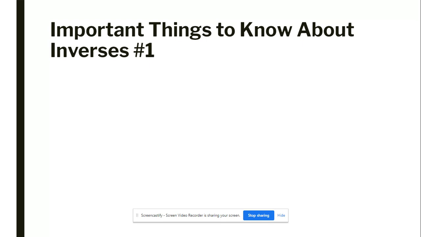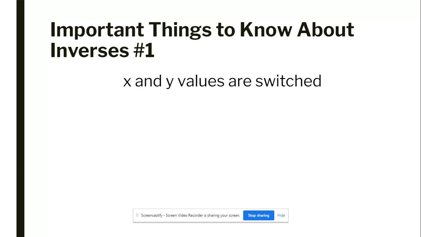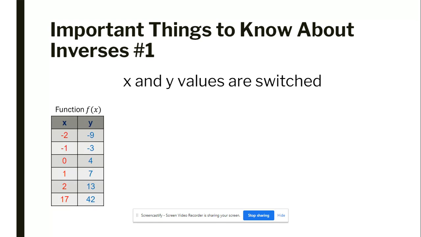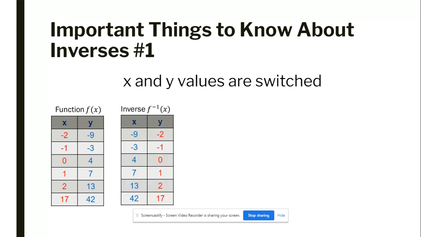So, what are some important things to know about inverses? The first and probably most important thing to know is that between a function and its inverse, all the x and y values are switched. So if this is a table of the function f of x, some random function, then this is the table of the inverse of f of x. You can see that all the x and y values are totally switched.